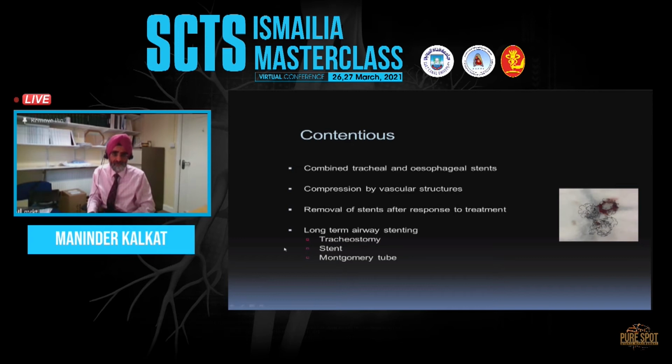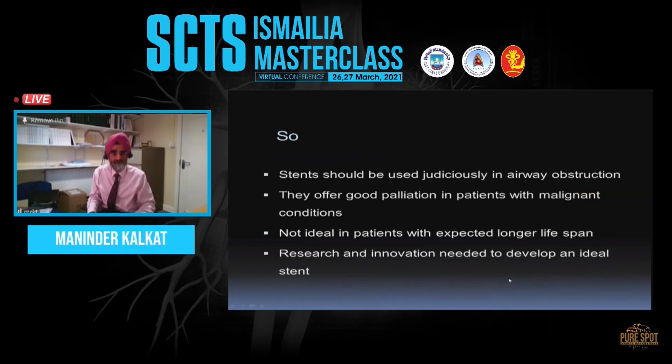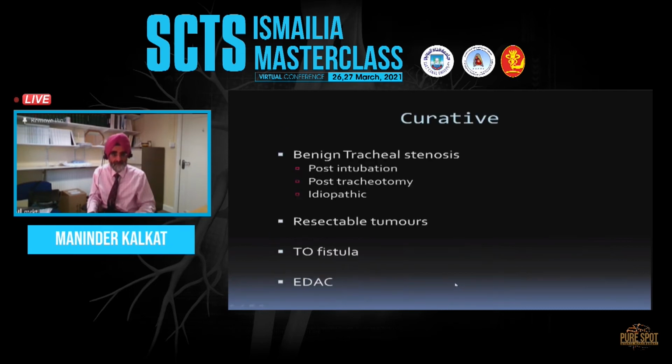So if you have to put a long-term stent, either do a tracheostomy or you put a Montgomery tube, okay, that is much better, or you put a silicone stent, or you put a covered stent. So non-covered stents will be a problem. Okay, so that's what I just have said. And if somebody wants to make money, find a stent which is an ideal one. And people have tried absorbable stents, but they have, again, not really worked.